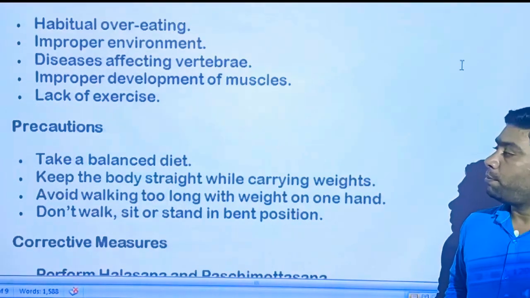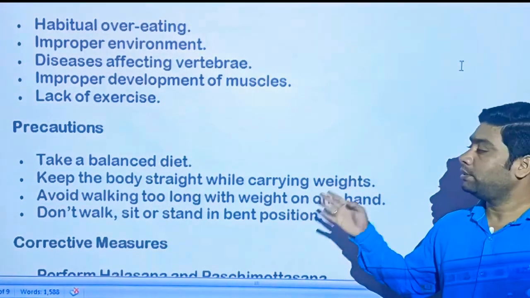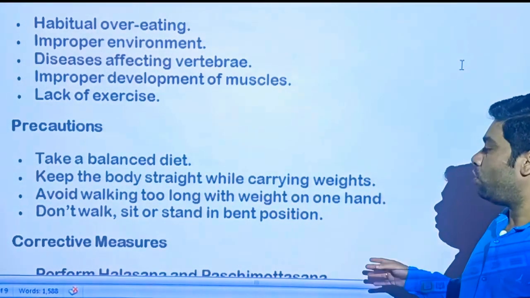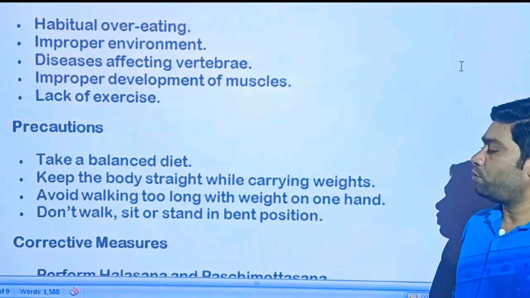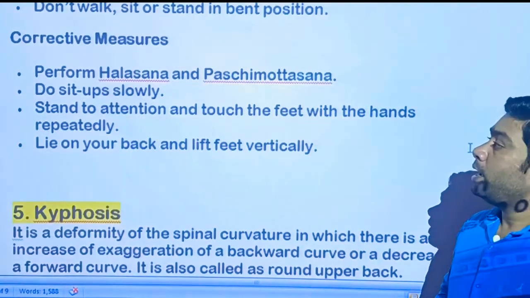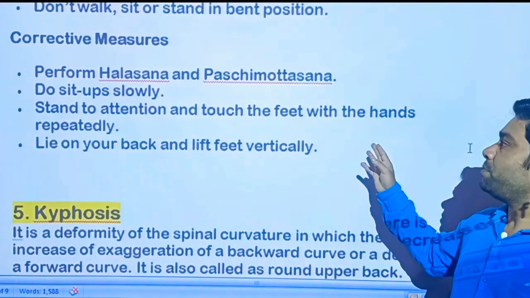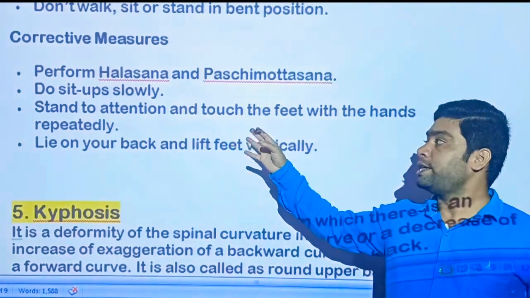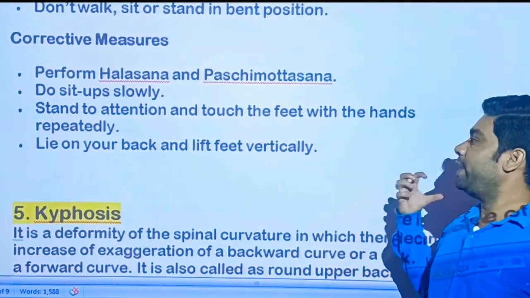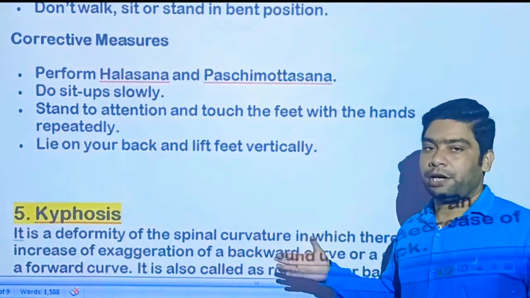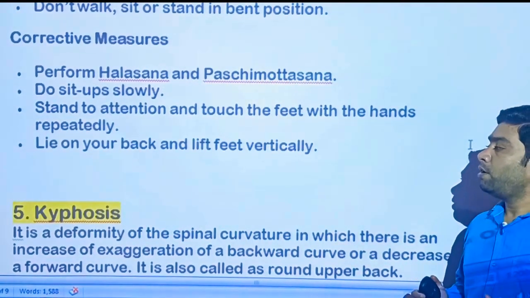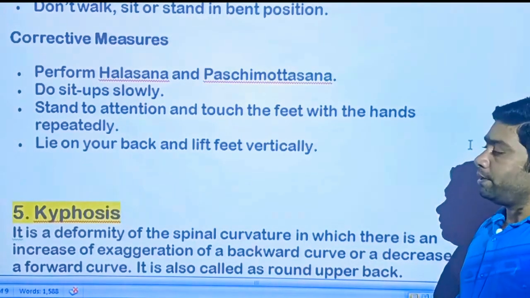What are the precautions? Take a balanced diet. Second, keep the body straight while carrying weights. Third, avoid walking too long with weight on one hand. Don't walk, sit or stand in a bent position. Corrective measures: perform Hastasana or Paschimottanasana. Do not do sit-ups slowly, as sit-ups make the body bent. Stand to attention and touch the feet with the hands repeatedly, likewise, go down, go up. Lie on your back and lift the legs vertically. Okay, so this is it.